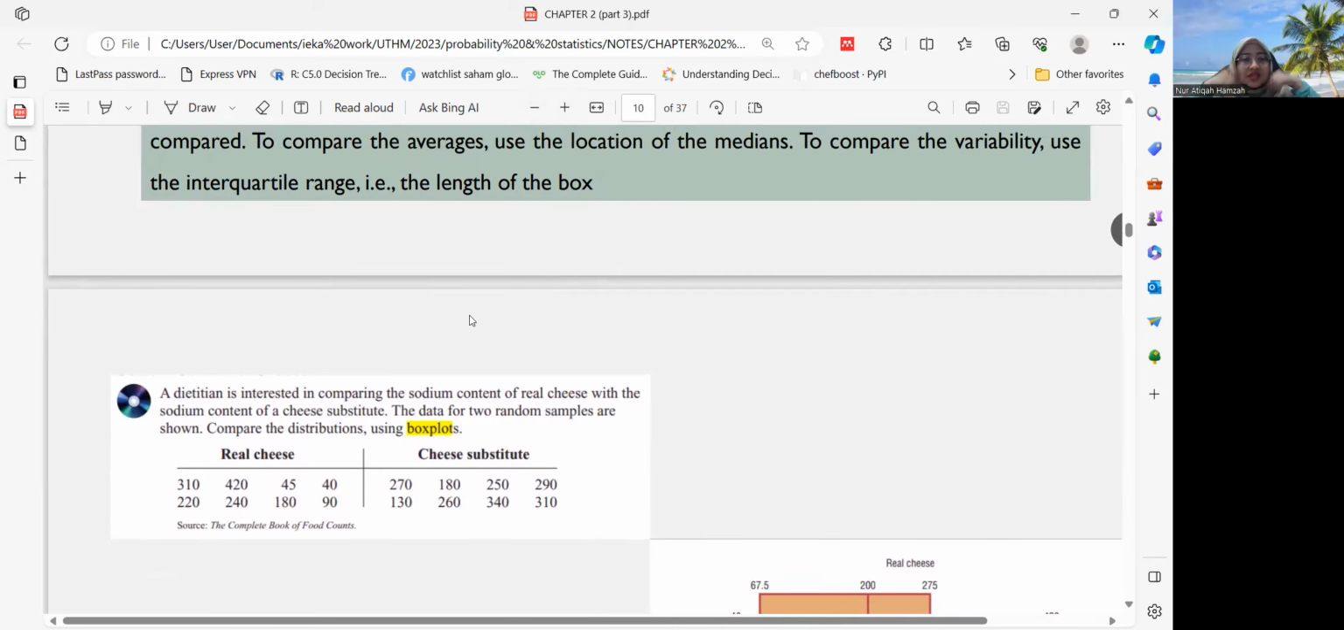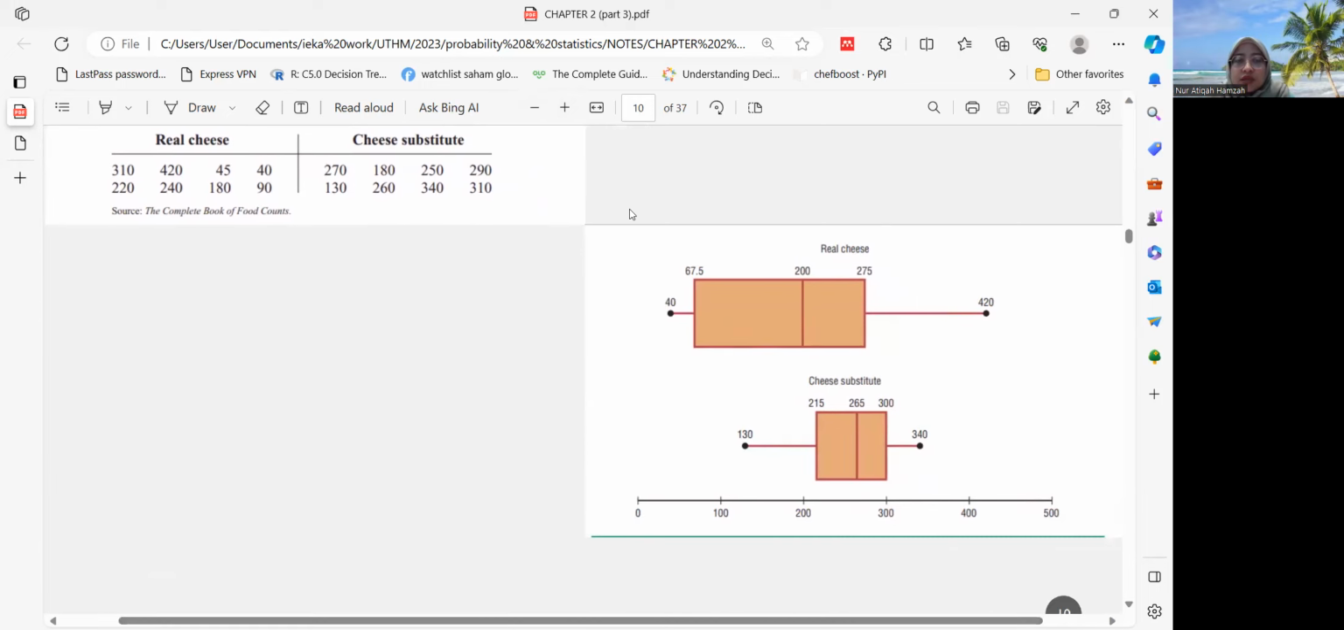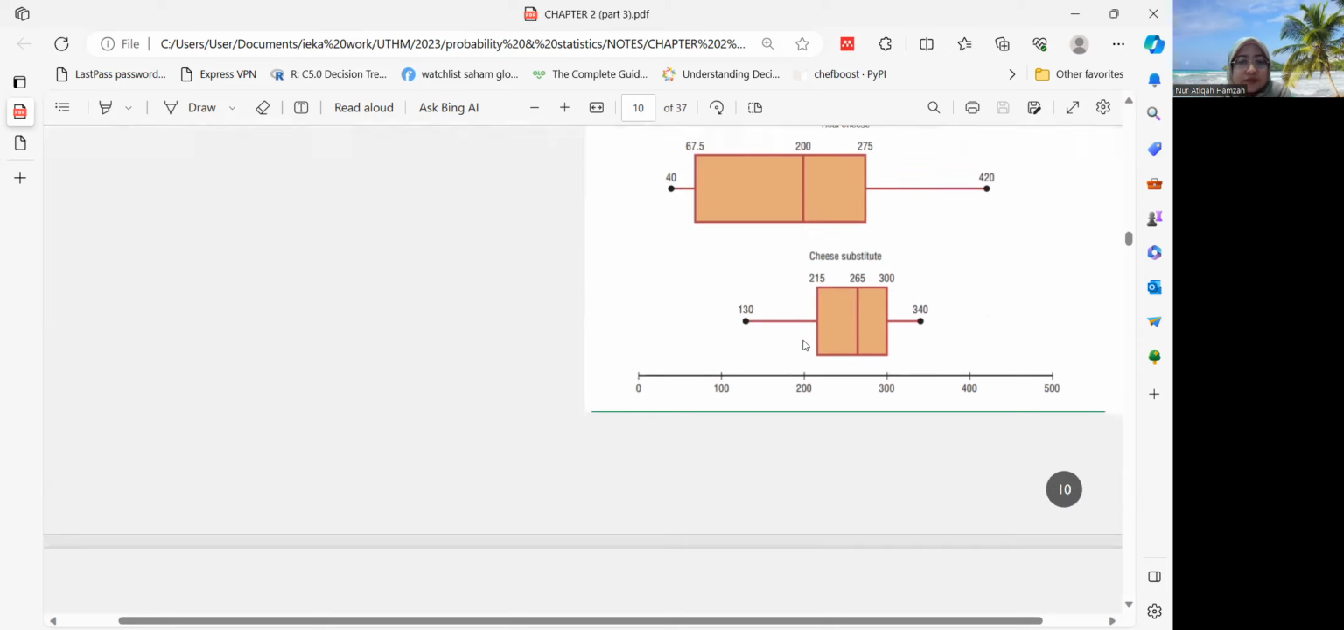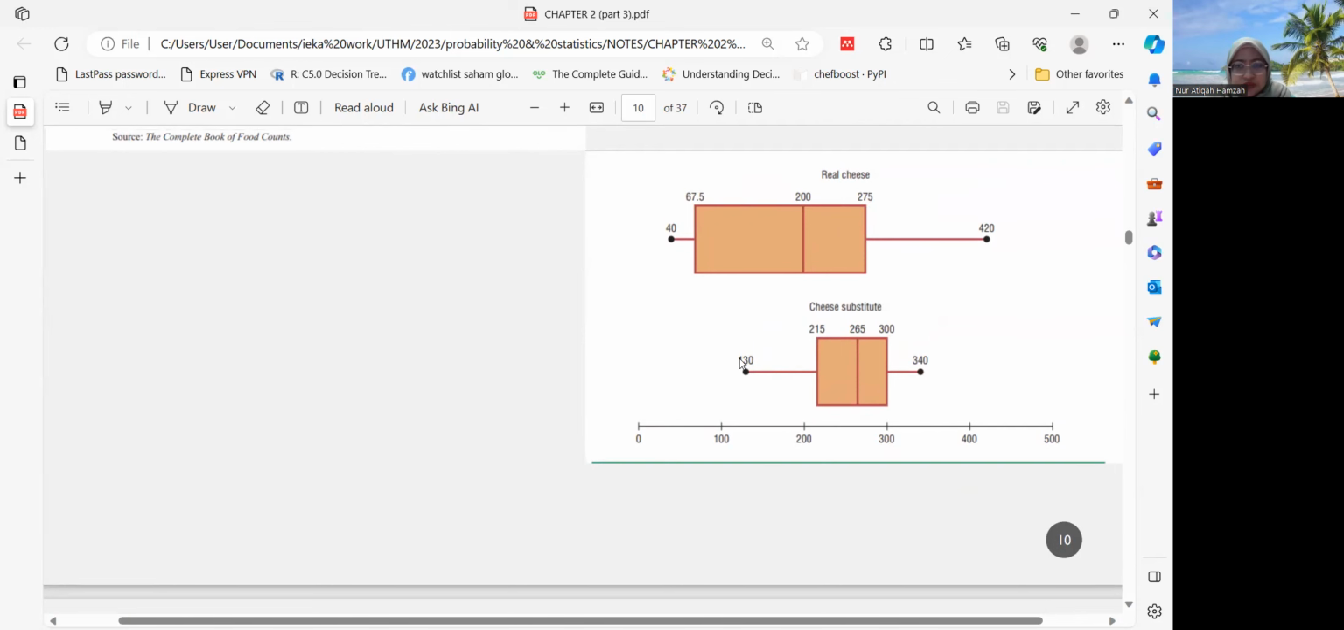A dietitian is interested in comparing the sodium content of real cheese with the sodium content of cheese substitute. The data for two random samples are shown. So ada dua data kat sini untuk real cheese and cheese substitute. From the data we find the five number summary for each, and this is how the box plot for both data looks like. We can say that the first one, for real cheese, is positively skewed, and the second data is negatively skewed.